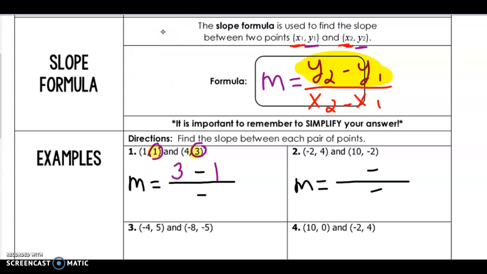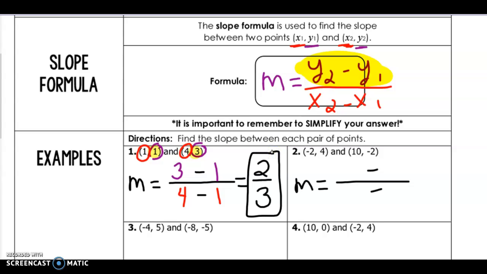And then we're going to do the bottom. So I have 4 as my x2, okay? And then 1 is my x1, okay? So now you just need to go through and do the math. So on the top, 3 minus 1 gives me 2, and 4 minus 1 gives me 3. Okay, hold on, that turned out not as I wanted. So 4 minus 1 gives you 3. So then this would be the slope given those 2 points.